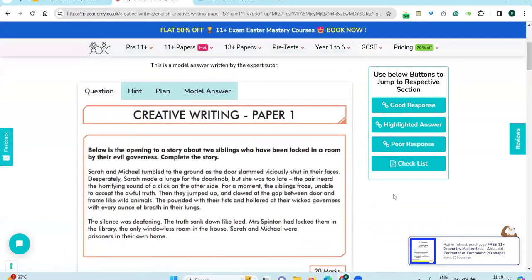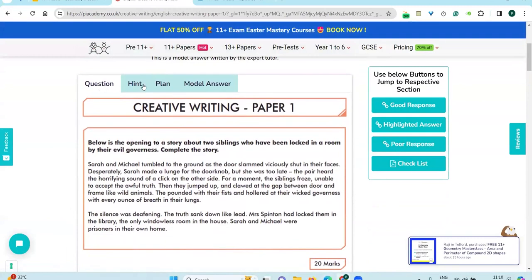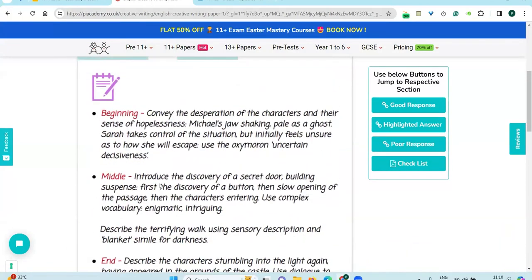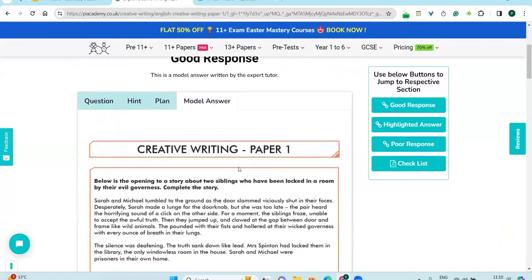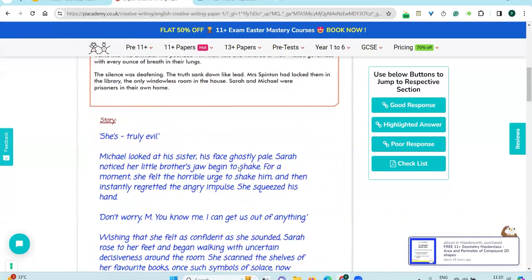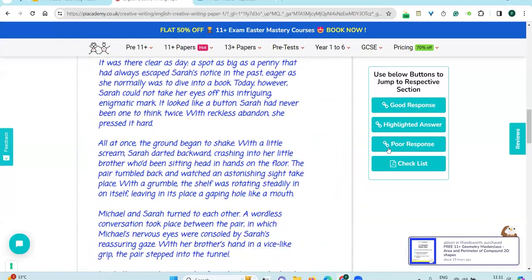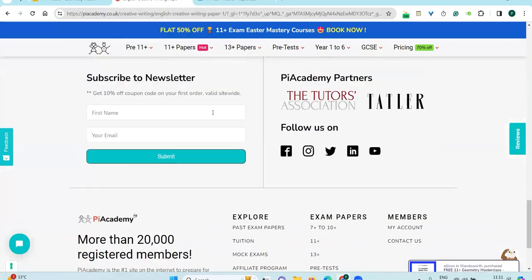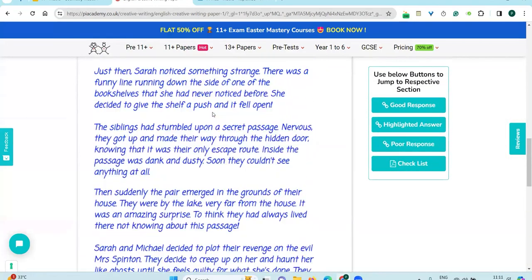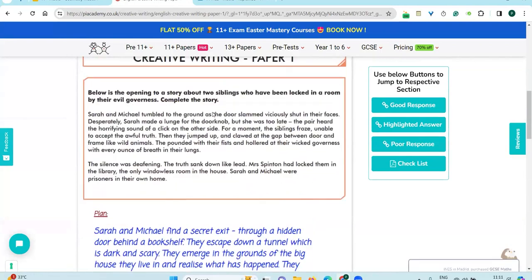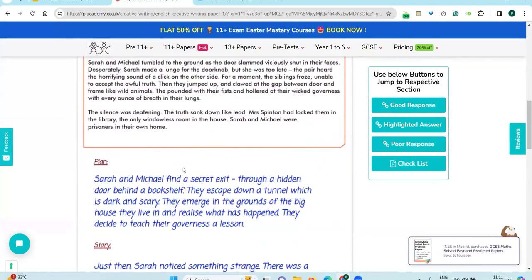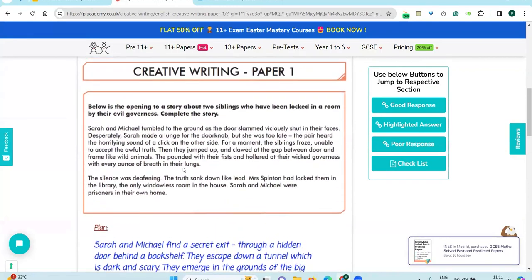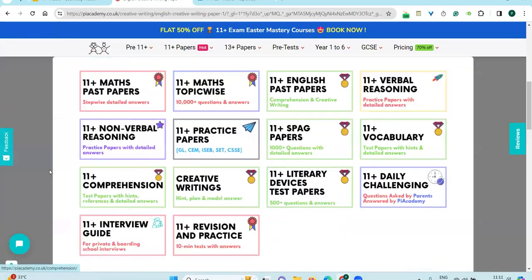As you can see here, we have mentioned the question, the hint, the plan that you should follow to write the answer, and the model answer. Along with this, we have also included something called a poor response. A poor response basically shows how you should not be answering the question. So you can check out the poor response and see which sections of the plan are missing from it, so that you can avoid such mistakes later.